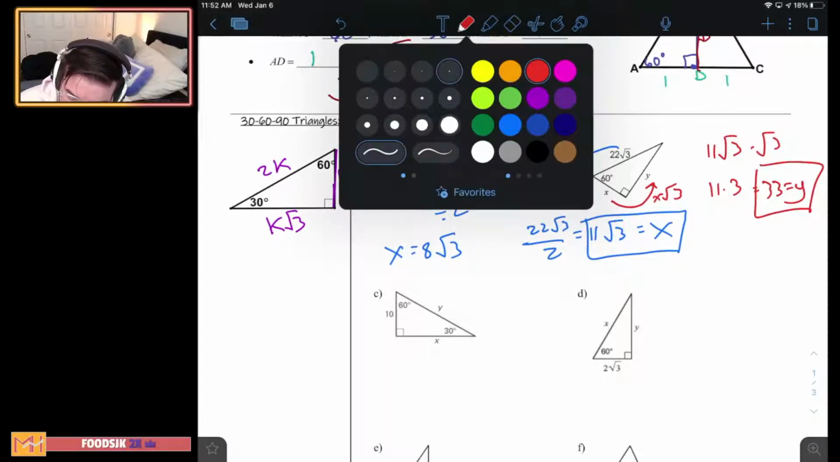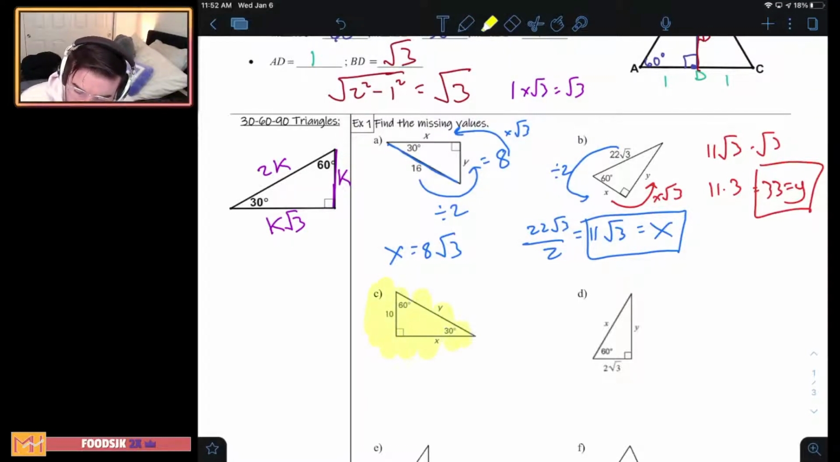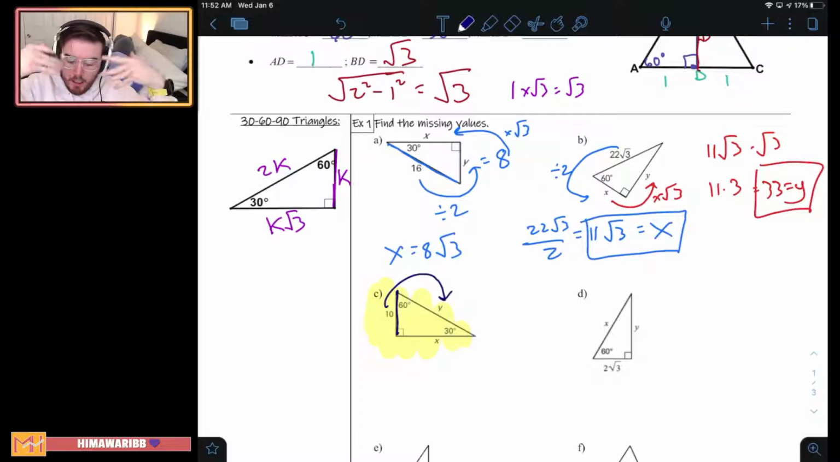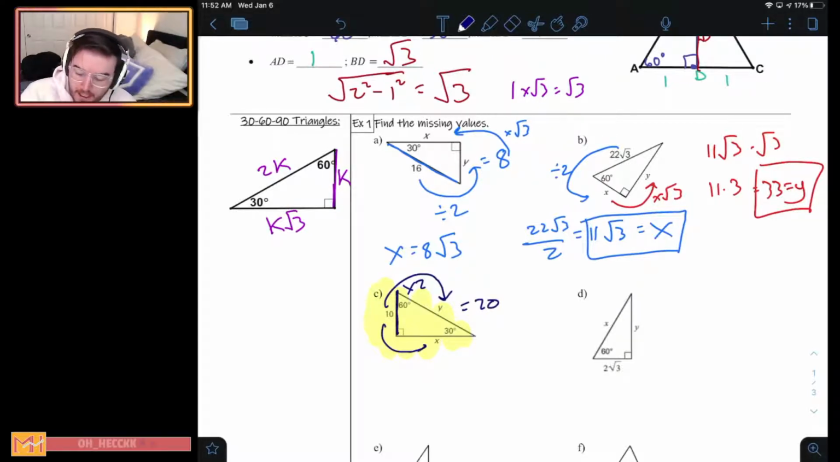So how about you do this one? Here's a question. Highlighting that so I remember. If this is the short leg, tell me, what is the length of the hypotenuse? And answer. What did you do? You should have simply multiplied by 2, and you got 20. If this is the short leg, what is the long leg? You multiply by root 3, so x becomes 10 root 3.